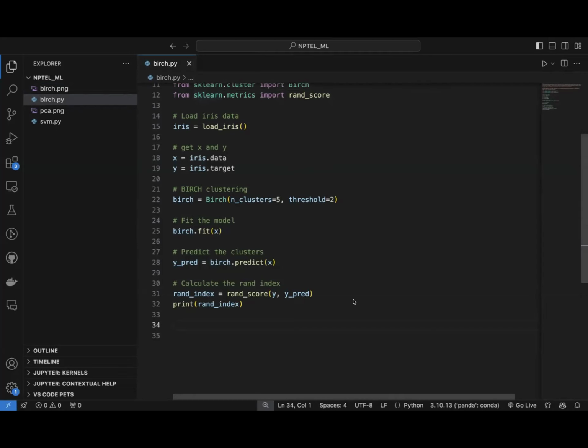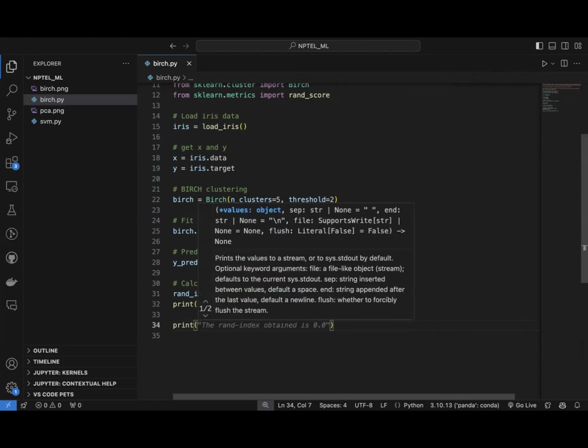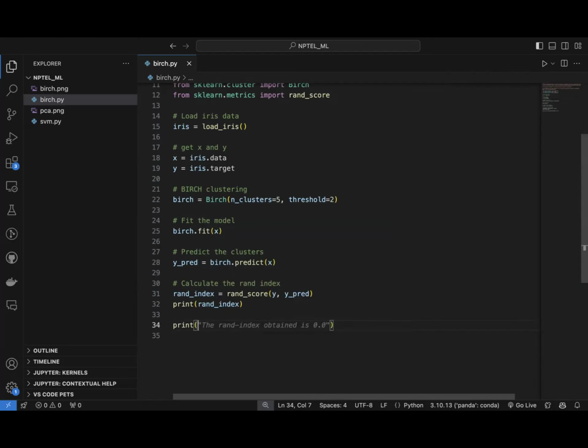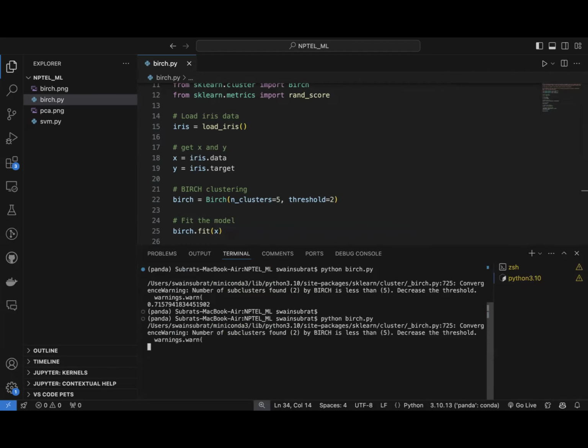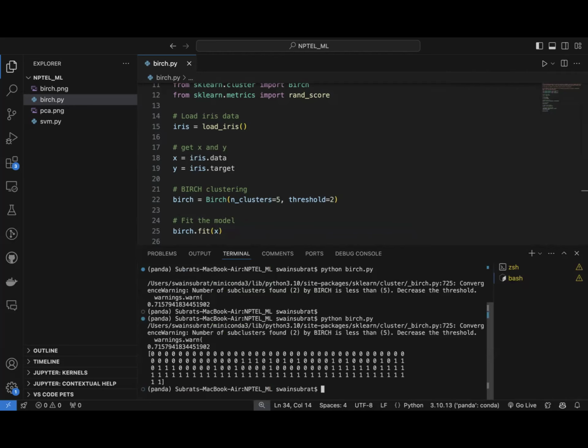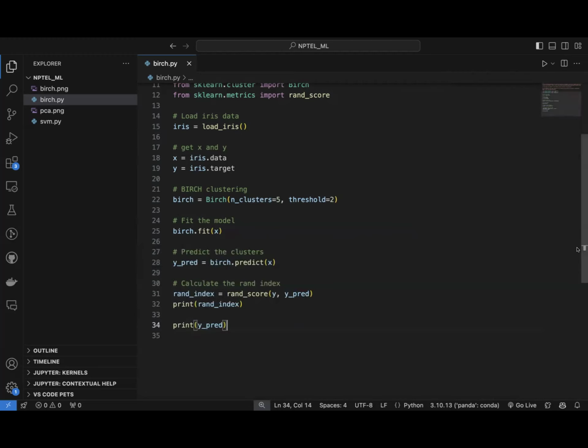So what did you do? You plotted? Yeah, I used matplotlib.pyplot. Import matplotlib.pyplot as plt, then plt.scatter. What did you plot? X[:, 0], X[:, 1]. I just got it from online. So there are two clusters coming, right? Yeah. The threshold is 2, right? So maybe that's why it is coming to two. Okay.